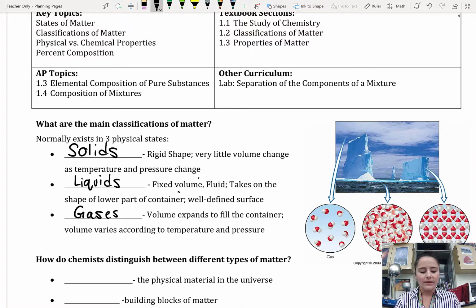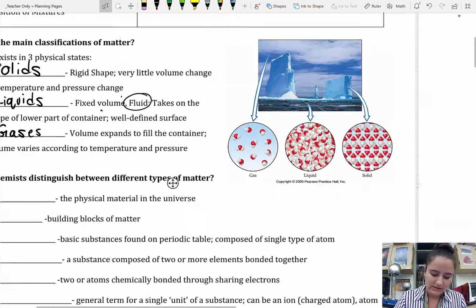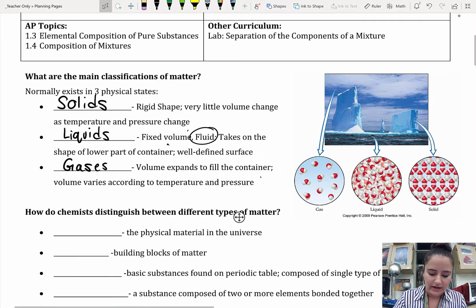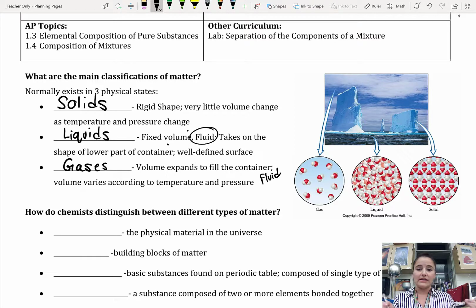Note, both liquids and gases are fluids. Okay, gases are also considered a fluid. And what that means is that they change in response to their environment. Okay, for both the liquids and gases, you're going to see a lot more variation with temperature and pressure, where solids have very little change in volume in response to temperature and pressure. And that's one of those big distinguishing things.